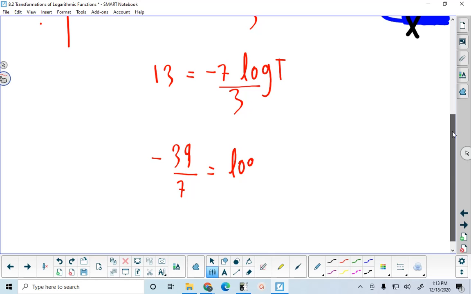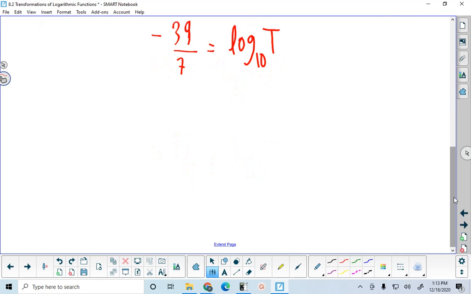log of T. And then people go, I don't know what to do. I don't know how to get T. You have to remember this is a base 10 logarithm. And if you don't know what to do now, then you rewrite everything in exponential form. 10 raised to this number is equal to the proportion of light that gets through this welding glass. And now we can figure out the answer.